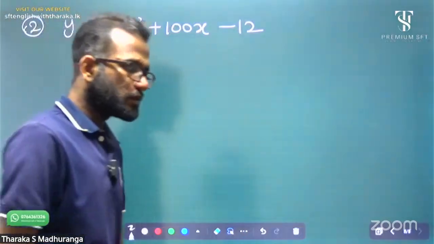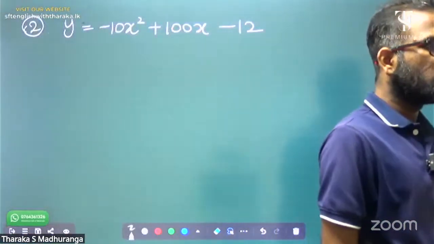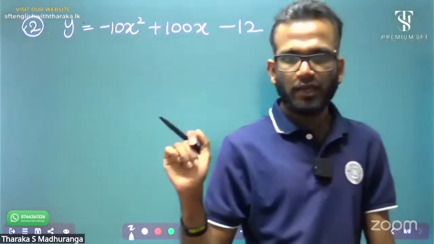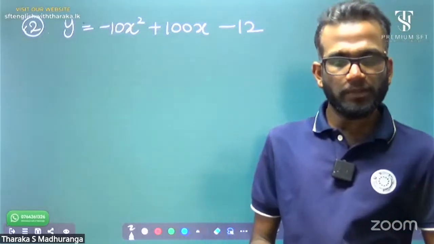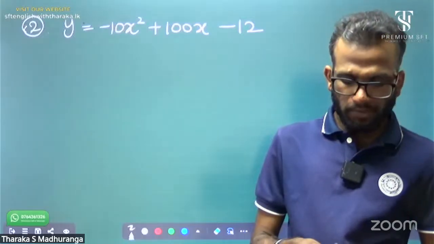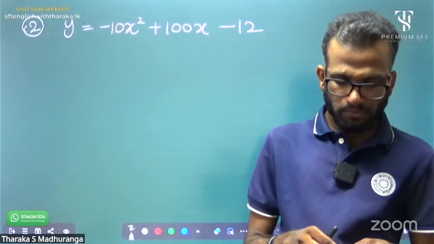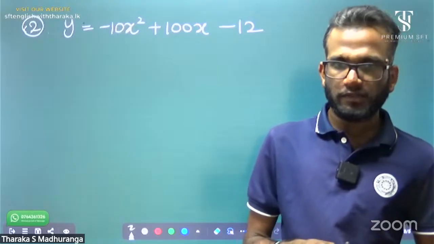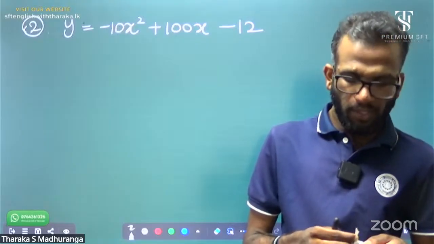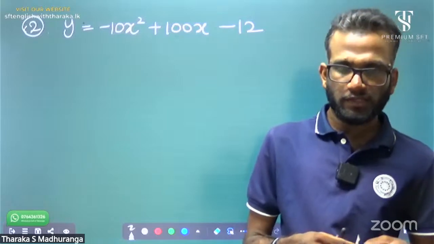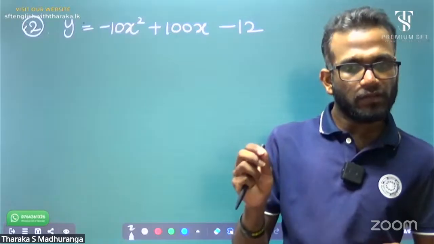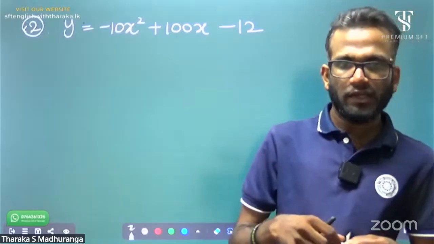Okay, let's calculate the turning point coordinates. First of all, is it maximum or minimum? It is maximum. Why? The a coefficient is minus, therefore maximum. Now you can calculate the maximum point coordinates.